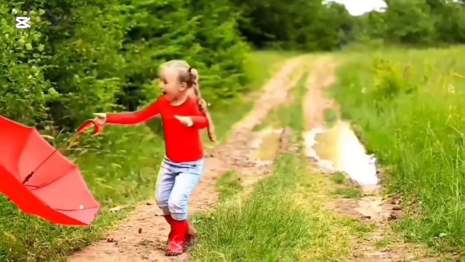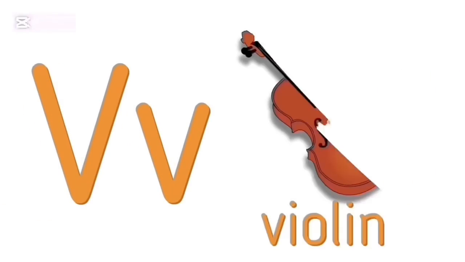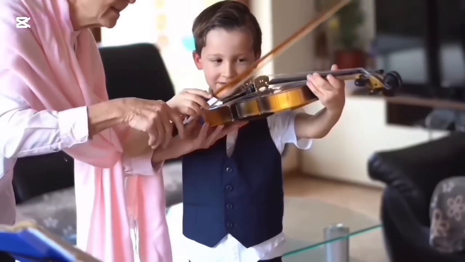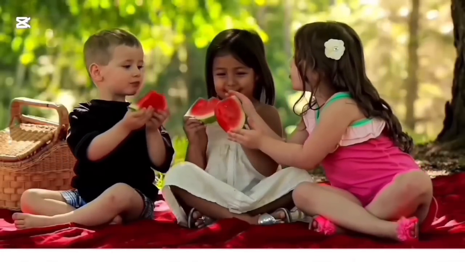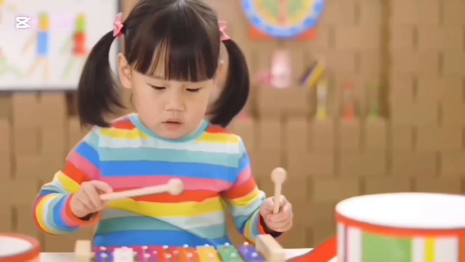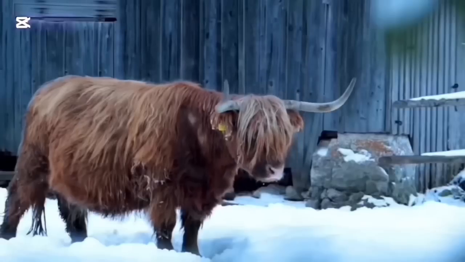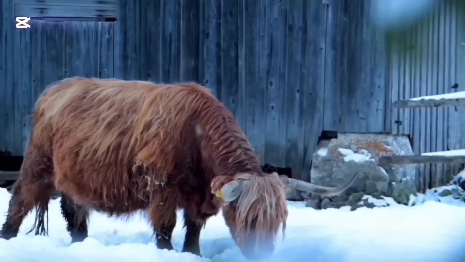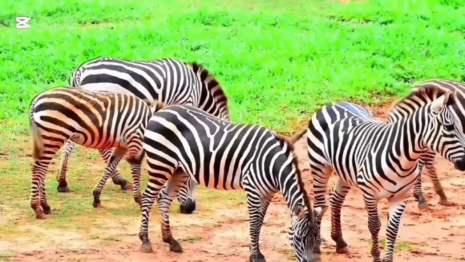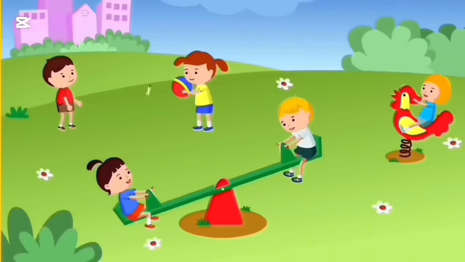U for umbrella, umbrella. V for violin, violin. W for watermelon, watermelon. X for xylophone, xylophone. Y for yak, yak. Z for zebra, zebra.